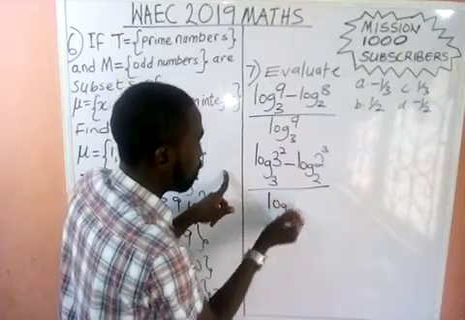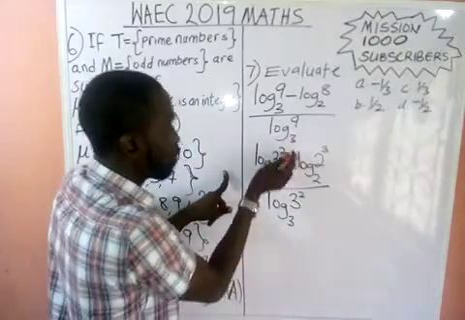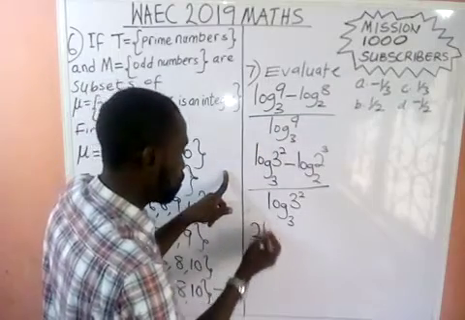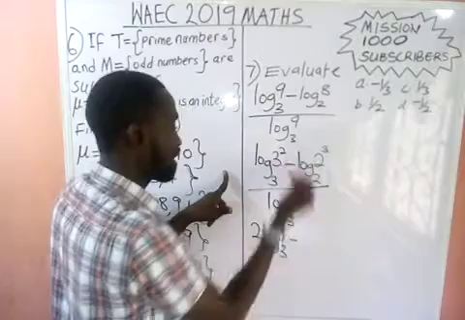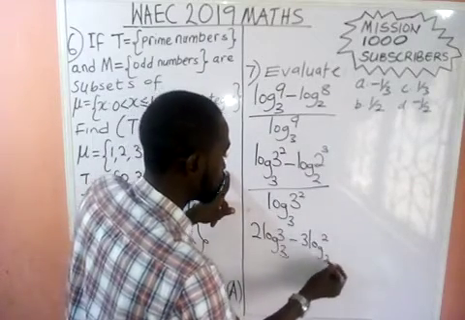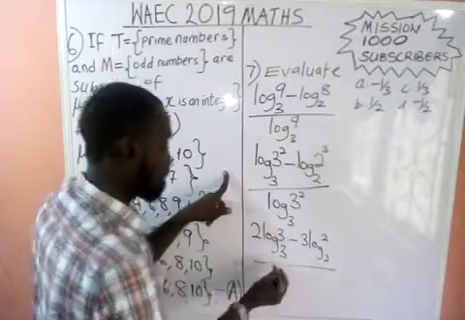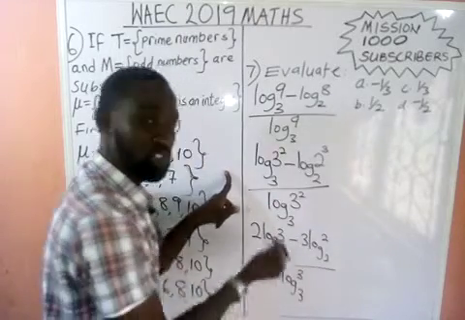All over, I'll apply the same concept here. Log of 3 raised to the power 2 base 3, okay? This 2 can come down here. So I'll have 2 log 3 base 3 minus. This 3 can come down here. So I'll have 3 log 2 base 2, all over. This 2 too will come down here. I'll have 2 log 3 base 3.